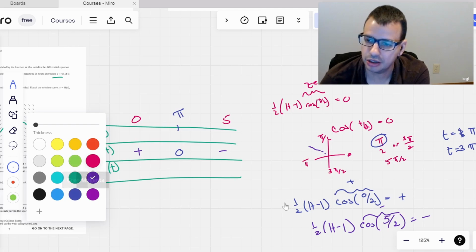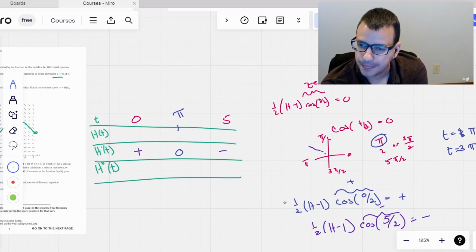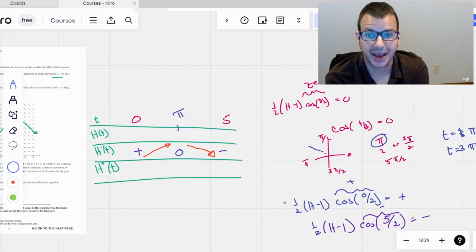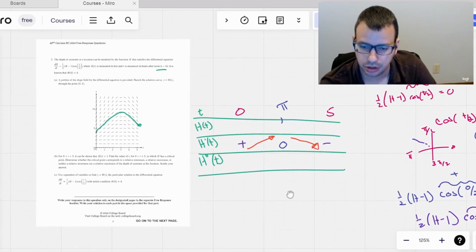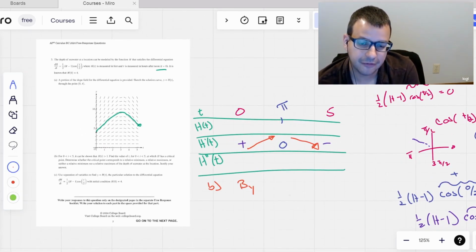So what we're seeing here, looking at our arrow chart, on this side, the graph is going up. On this side, the graph is going down. So it's going to be a maximum. So we'd say something like, by the first derivative test. So this is the first derivative test.